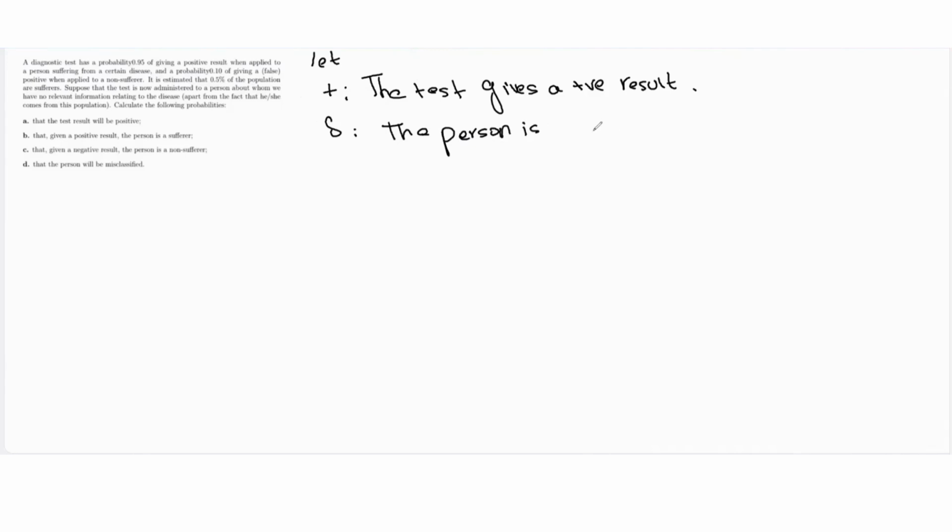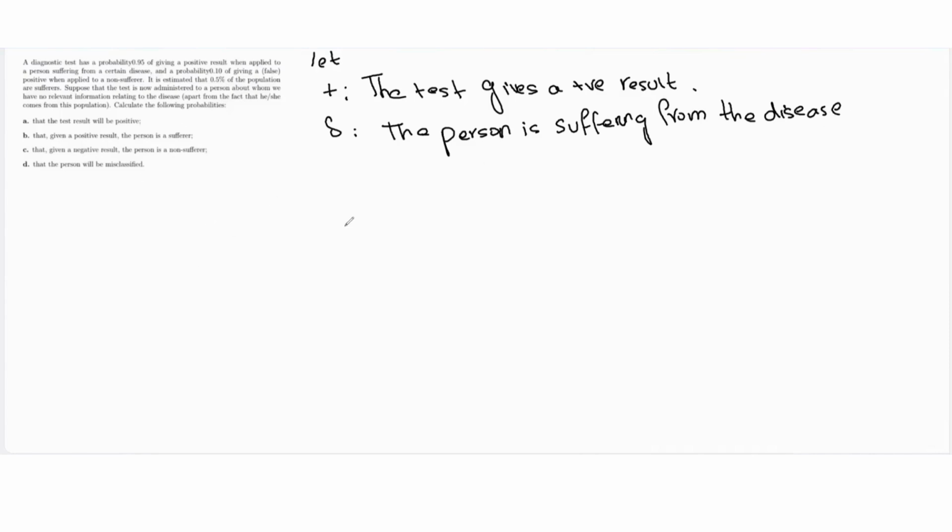First, let's define the main events given to us in this question, the two main events that we're interested in: one, the test gives a positive result, and the second, the person is suffering from the disease. So these are the two main events. We can define plus to be the event that the test gives a positive result. That's the first event. And the event S is going to be the person is suffering from the disease. So these are the two main events that we have defined.